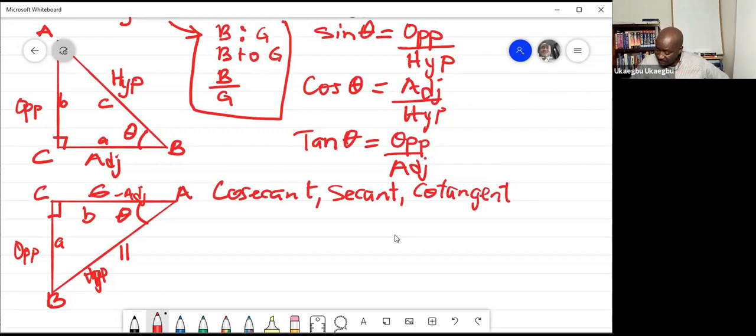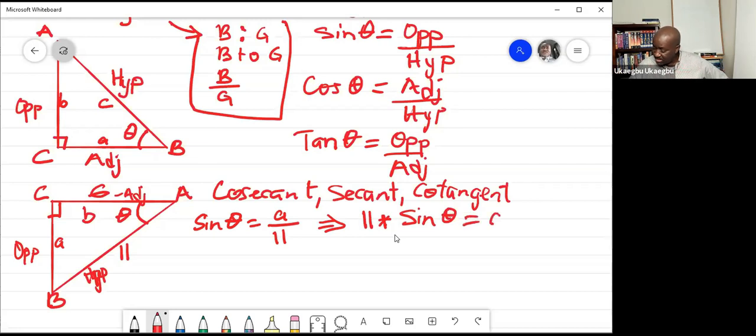So sine theta would be opposite, which is A, over hypotenuse. Hypotenuse would be 11. Therefore, it follows that 11 multiplied by sine theta will give you the value of A.